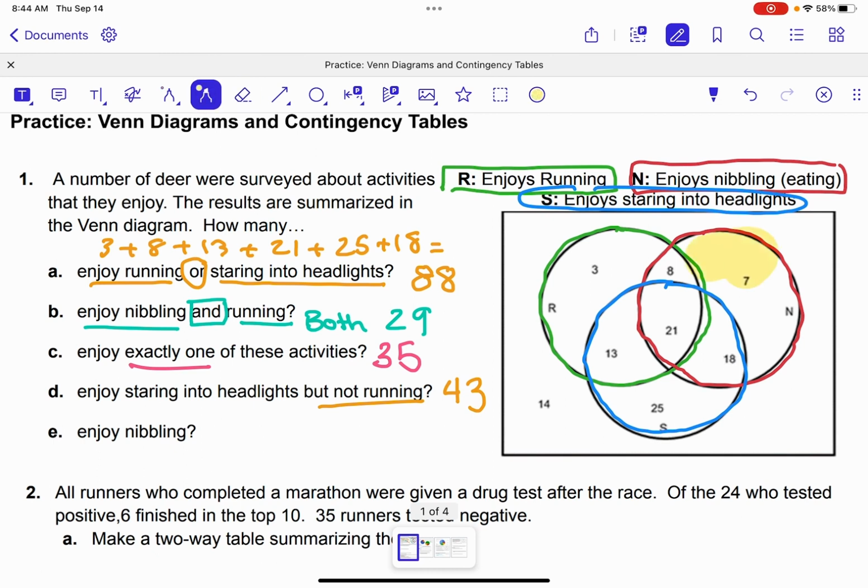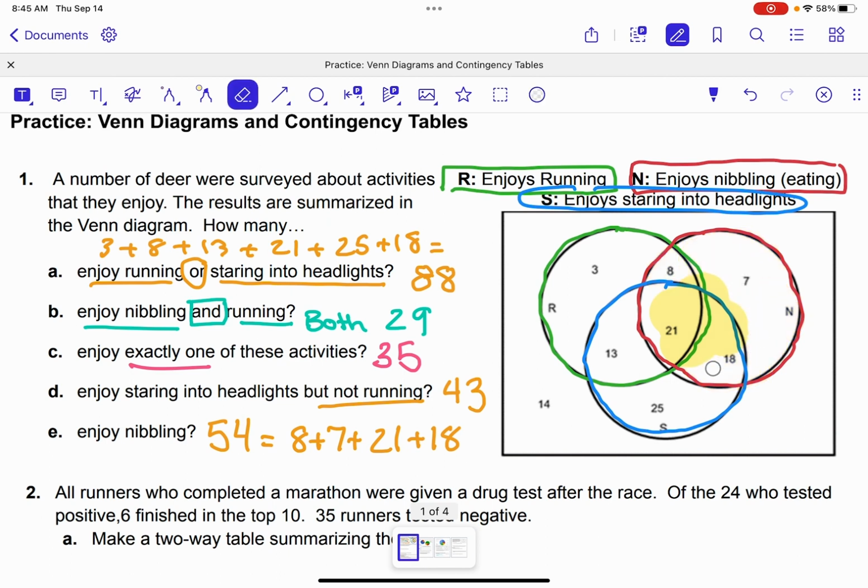All right, last but not least, we are asked for all the number of deers who enjoy nibbling. So that's basically just everything in the nibbling circle. So there are 4 numbers we'd add up, 8, 7, 21, 18. And when you add them together, you should get 54. So just to give you a sense of what I added, 8 plus 7 plus 21 plus 18. So hopefully that gives you a sense of how to read Venn diagrams.